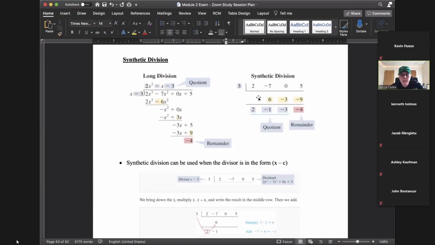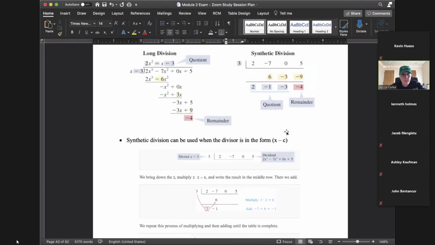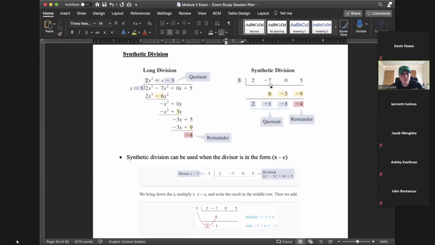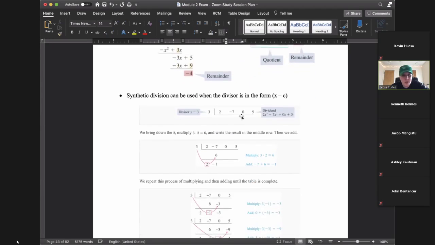So when doing synthetic division, the first thing we're going to do is take all the coefficients and put them up here. And then we're going to take our factor and we're going to drop down this 2. We go 3 times 2 is 6. Then you're going to add. So negative 7 plus 6 is negative 1. So then you go 3 times negative 1 is negative 3. 0 plus negative 3 is negative 3. 3 times negative 3 is negative 9. 5 plus negative 9 is negative 4. That's your remainder. So it kind of shows the relation between long division and synthetic division, where everything goes.